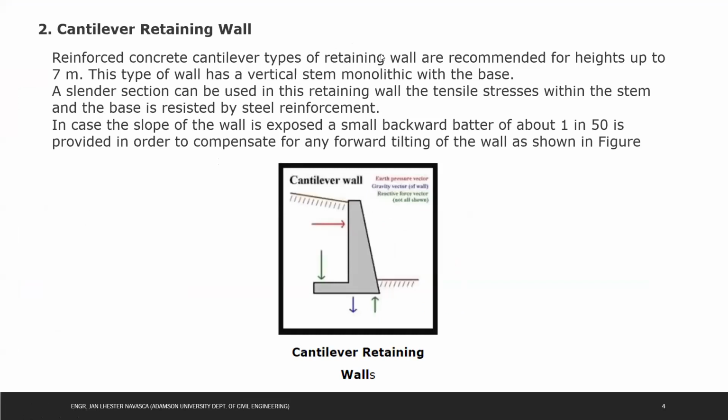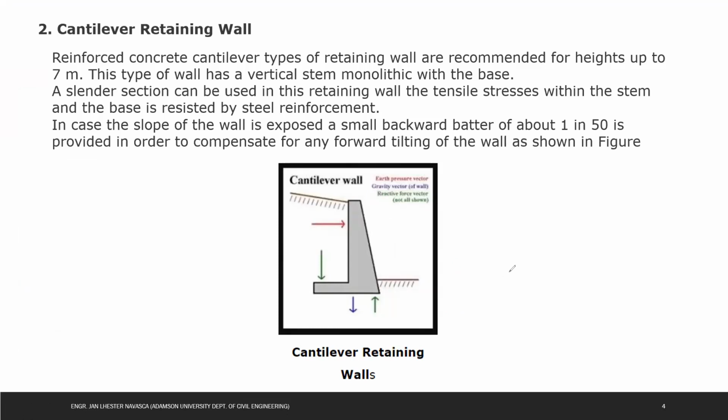Okay. Again, our cantilever retaining wall is this one. You have here a vertical stem, monolithic with the base or non-monolithic with the base. This one. Okay, the slender section can be used in retaining wall. And you have here a cantilever type. Kaya siya tinawag na cantilever is meron siyang naka-insert dun sa backfill. Okay, nakaganyan. So there is also a different type of cantilever retaining wall.